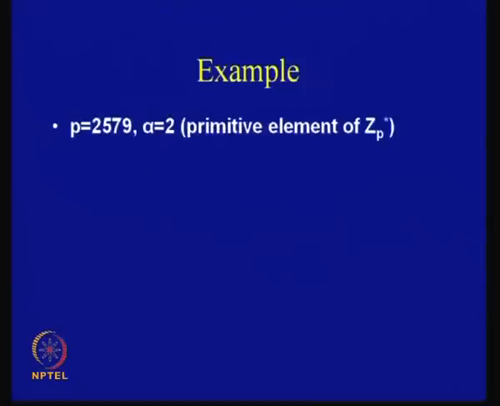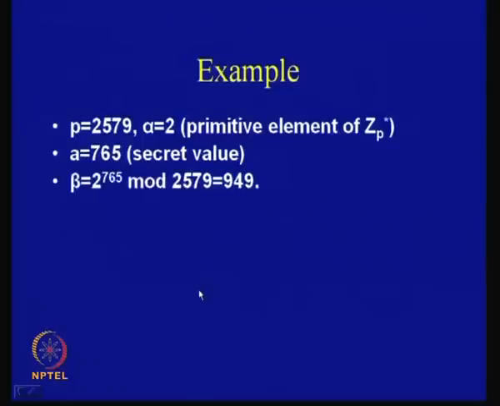So, we will just consider a very simple example here. For example, p equal to 2579 is a prime number and alpha equal to 2 is a primitive element of Zp star. Consider that there is a secret value 765, which is the secret component, and we choose two values, beta and alpha. Alpha is 2, so we take 2 and raise it to this secret value and obtain beta. Note that 949 is the value of beta, therefore alpha, that is 2, and beta, that is 949, are the public parameters, right, but a, which is 765, is the secret component.